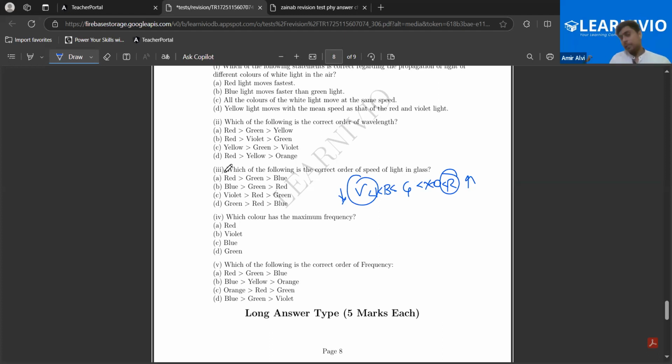Let's see the order: red, green, blue. Red has the highest speed, after that green, after that blue. So the first option is the answer. You have written B, which is the opposite order. Blue will have the lowest speed, but according to you blue is greatest.